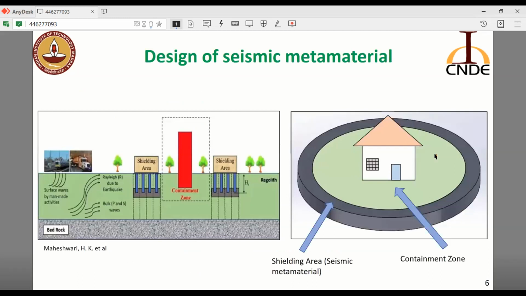So this is the proposed seismic metamaterial arrangement. As we can see, the metamaterial can be installed around the building we are going to shield from seismic waves. This seismic metamaterial can be installed in a rectangular or square arrangement, but we are considering the annular ring because it will minimize the number of resonators used in a wide area.